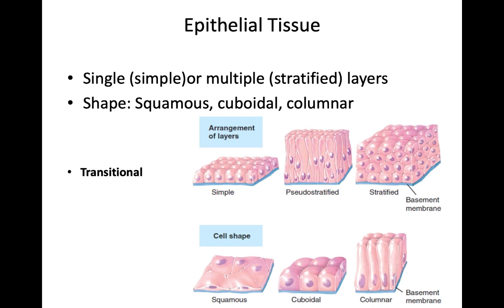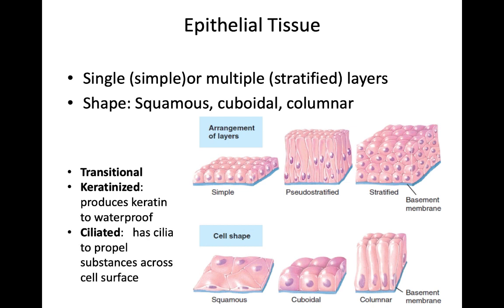Some epithelial tissues are transitional. This means they don't really obey these rules. The cell shape can change depending on what's happening to the tissue. We'll talk about this more in a few slides. In some places in the body, the epithelium is keratinized, which means it produces a protein called keratin that helps it resist the escape of moisture. It waterproofs the tissue. Other tissues are ciliated. They have cilia on the apical surface to help move fluids or objects along the surface of the tissue.